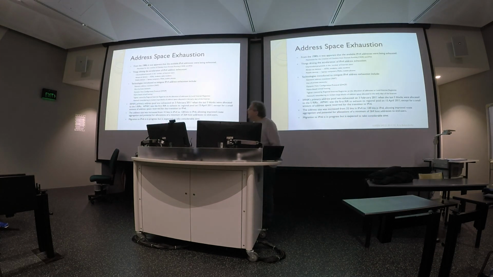So this is all about the IP address space exhaustion. Sorry, this is a really hard to read slide. So from about the 80s, it was apparent that IPv4 was running out, particularly because of the stupid way they allocated huge blocks to companies. So this is what motivated the abandonment of those class A, B, and C to classless interdomain routing.